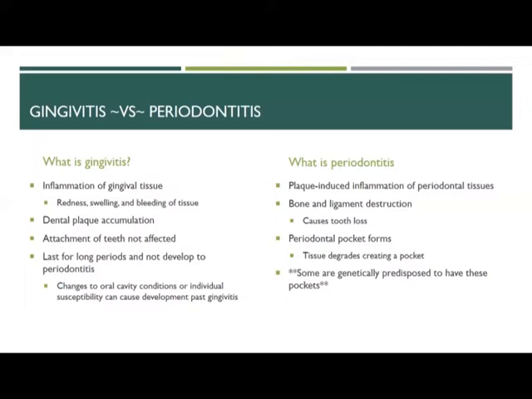And periodontal pockets are going to form. Periodontal pockets are degradation of the tissue around the tooth. If the degradation is bad enough, these little pockets will form. Sometimes people are genetically predisposed to have these pockets, so you don't have to have any gum degradation for these pockets to form. They could just naturally be in your mouth from genetics.